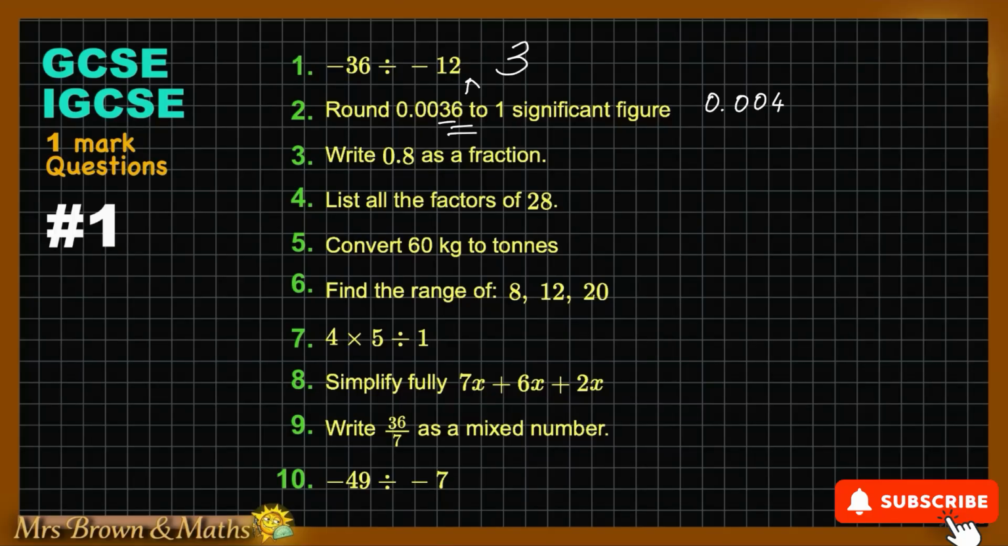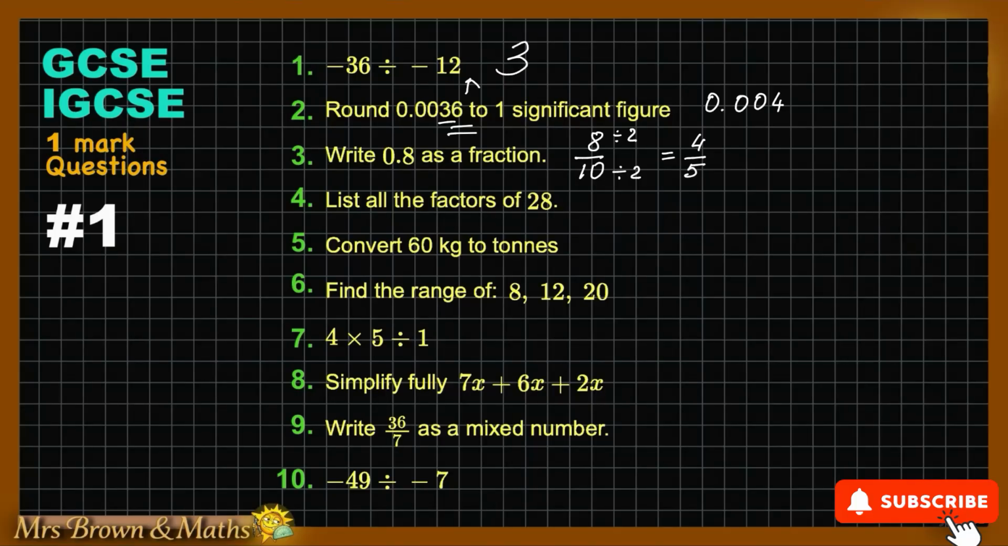0.004. Question 3. Write 0.8 as a fraction. 8/10 is 8 over 10. Simplify, divide top and bottom by 2. Final answer is 4 over 5.